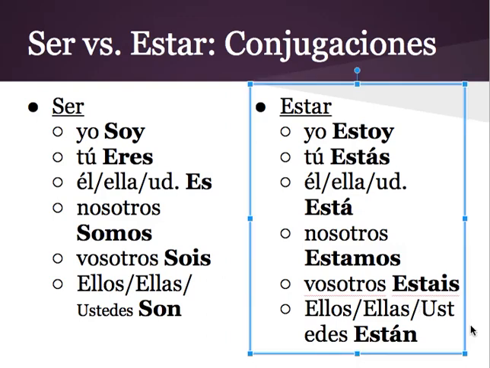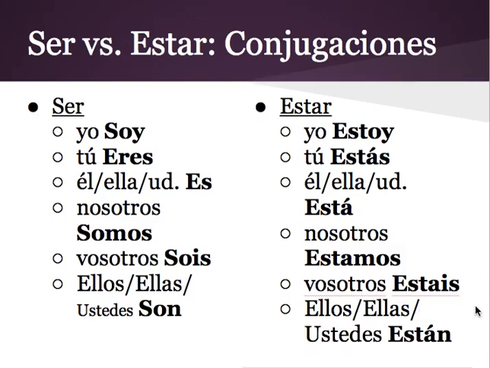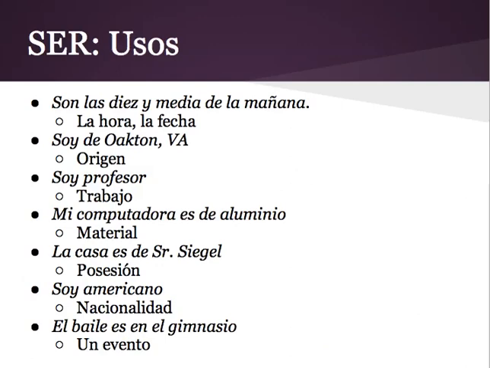Okay, so again, it's important to remember that some of these verbs have accents. So the tú form, the él, ella, usted form, and the ellos, ellas, ustedes form all have an acento sobre la A, over the A. So again, estás, está, and están all have accents. Again, in review, soy, eres, es, somos, sois, son for ser, estoy, estás, está, estamos, estáis, están for estar. Okay, that's conjugations.